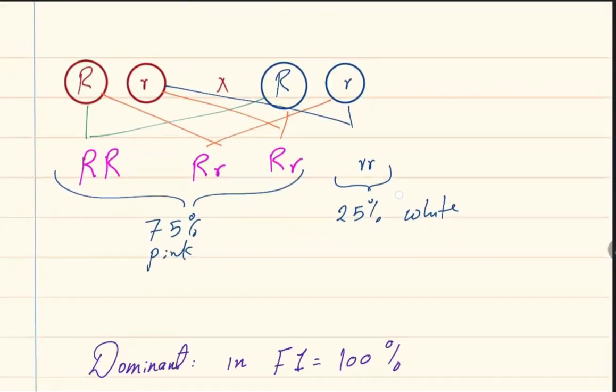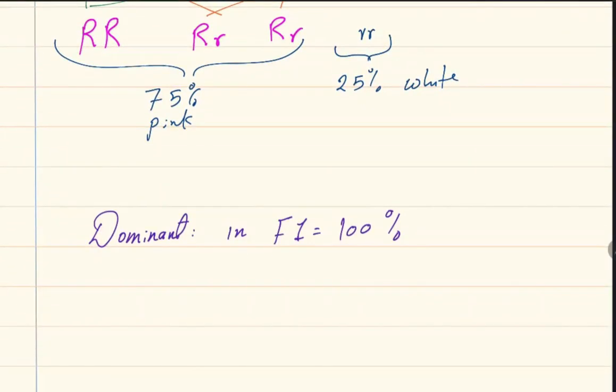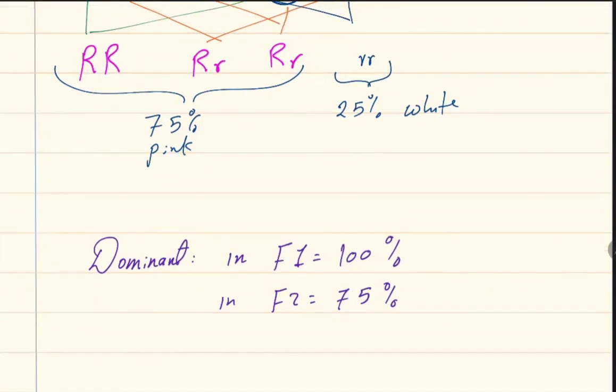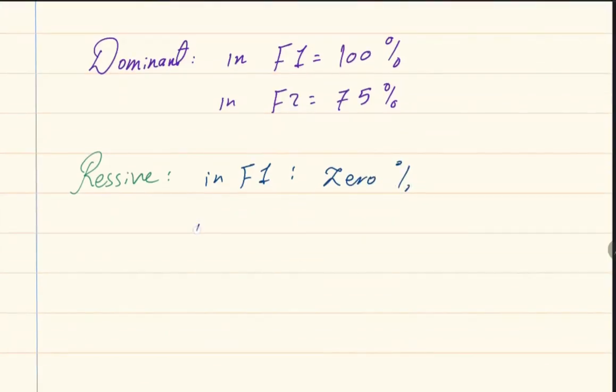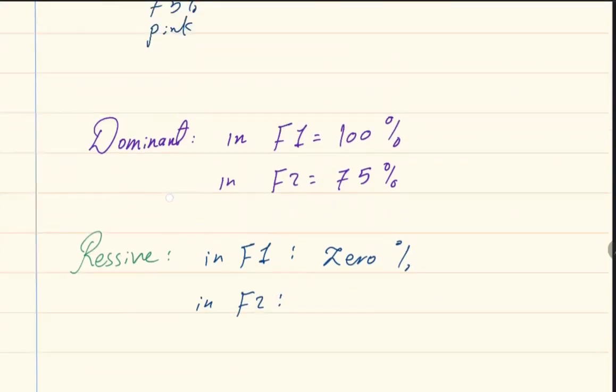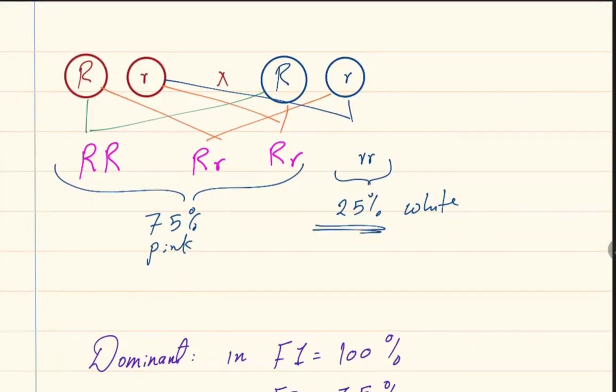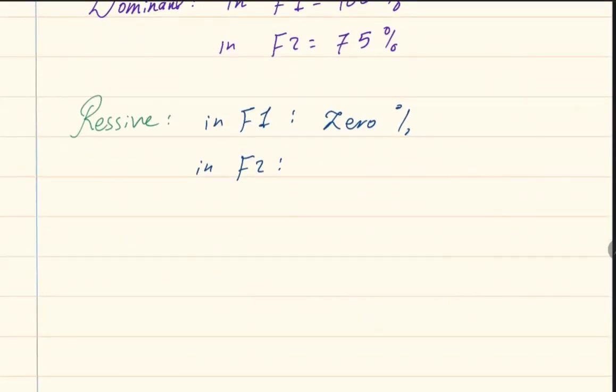Let's see here. The dominant in F2 is going to be 75%. And we have other characteristics, we call them recessive. The recessive in F1 does not appear, so it's going to be 0%. And in F2, it will appear again, but its percentage is going to be 25%.